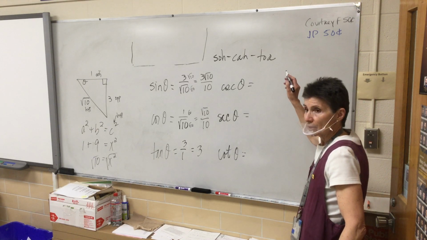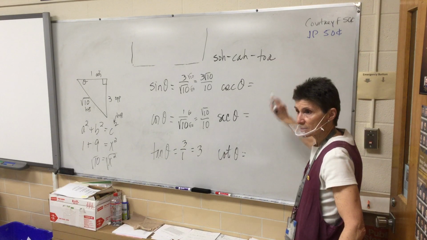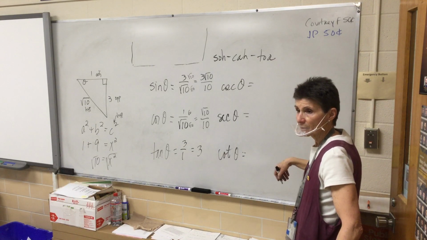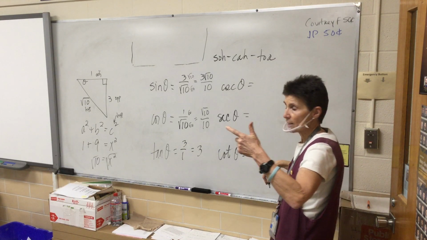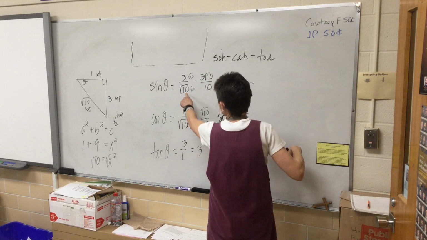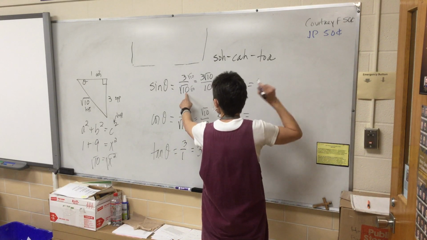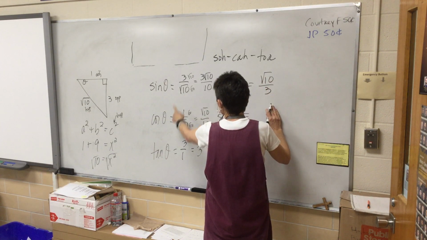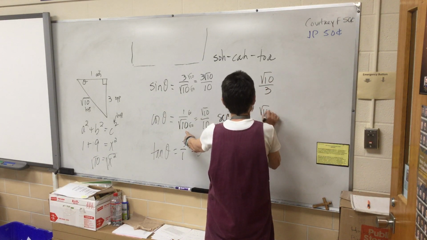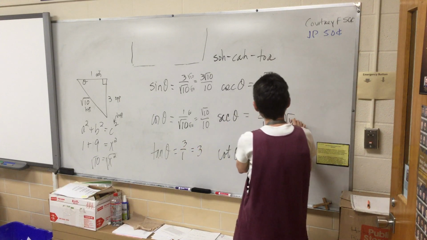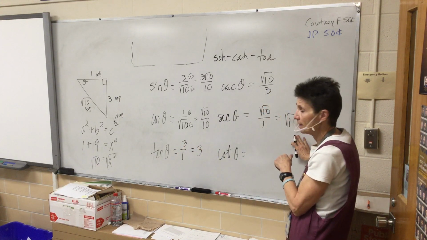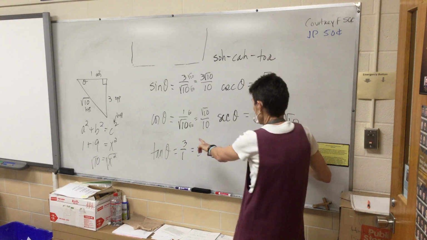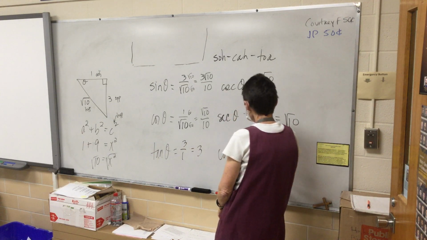So then how do I do the other three? What's the deal with the other three? They're just the reciprocals, right? So I'm going to flip my first step here, like Kennedy was talking about. That's going to be root 10 over 3. Root 10 over 1, which is fine, or you can just write that plain root 10. And then 1/3.